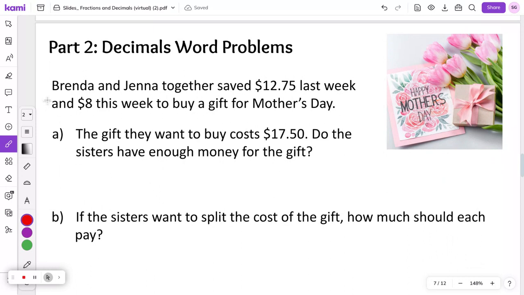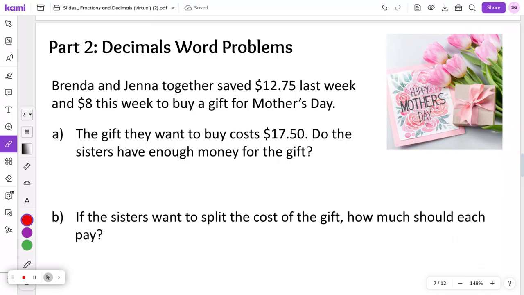For this first one that we're going to do, it's a story about Brenda and Jenna. Together they saved $12.75 last week and $8 this week to buy a gift for Mother's Day. There's going to be a total of 3 questions related to them buying a present for Mother's Day. Part A says the gift they want to buy costs $17.50. Do the sisters have enough money for the gift?